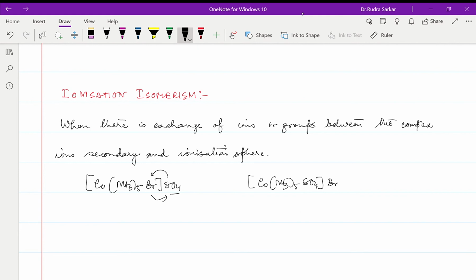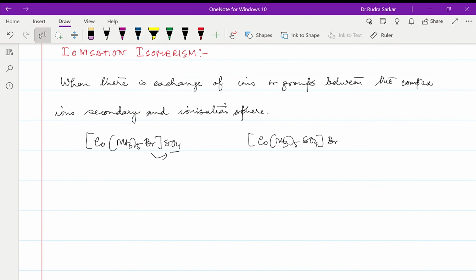So whenever the ions interchange their position, do not be bothered about the charge on the ion. Sulfate here may be -2 and Br may be -1, that is not a big deal. Just the ions are exchanging. So if Br's position inside is exchanged with sulfate, then we will call this simply ionization isomerism. Basically, when the coordinating ions or ligands inside the complex and the ions outside the complex exchange their position, this type of complexes will be known as ionization isomers.